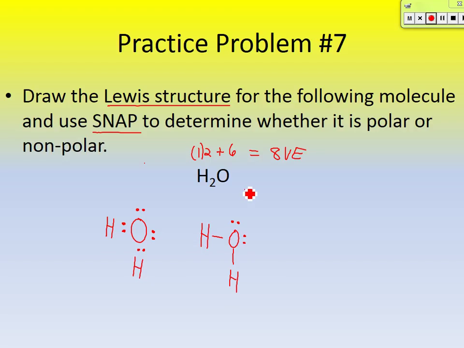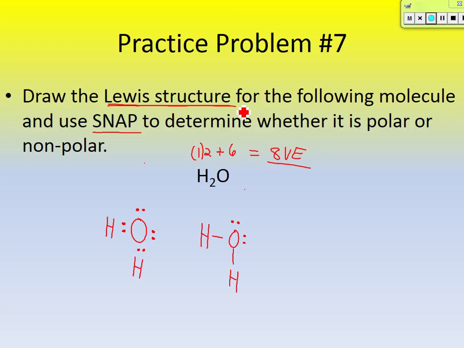Yes, you still need the lone pairs. So when you write it like this, the line accounts for how many electrons? 2. So there's 2, 3, 4, 5, 6, 7, 8. Do I have all 8? Yes. Okay, so what we just did there was draw the Lewis structure for water.